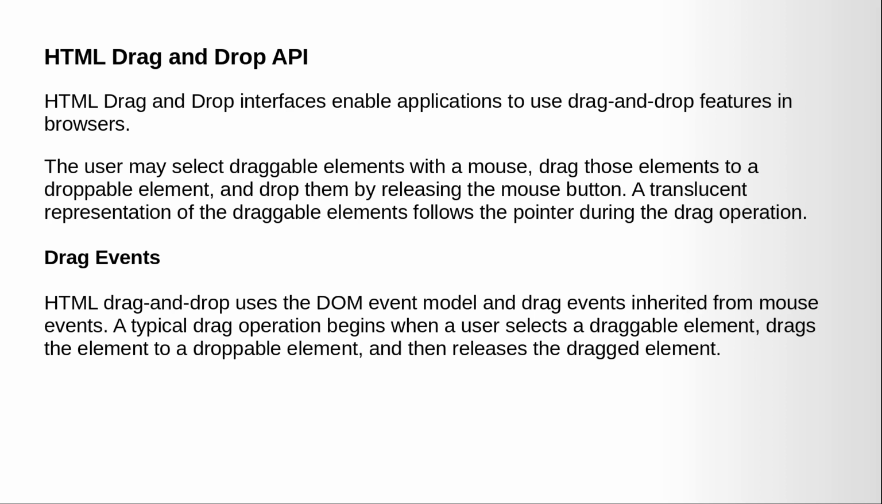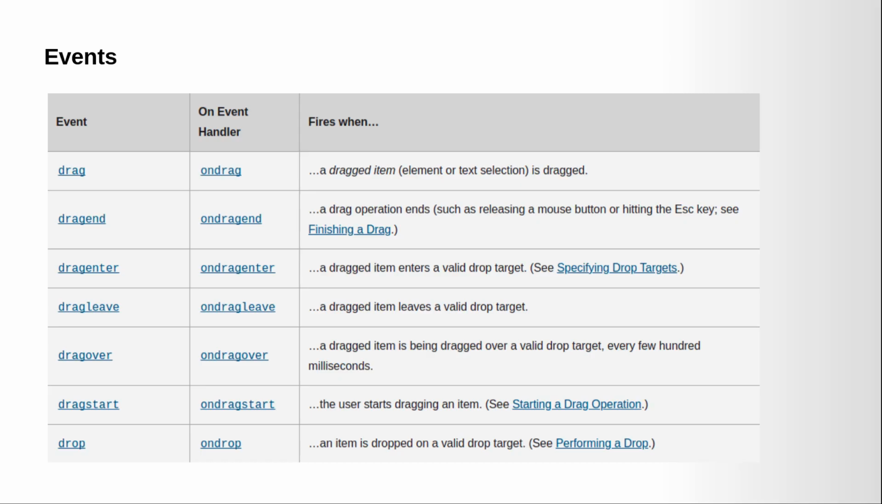HTML drag and drop uses the DOM event model and drag events inherited from mouse events. A typical drag operation begins when the user selects a draggable element, drags the element to a droppable element, and then releases the dragged element. These are the events that we can use for creating a user reachable experience: drag, drag end, drag enter, drag leave, drag over, drag start and drop.